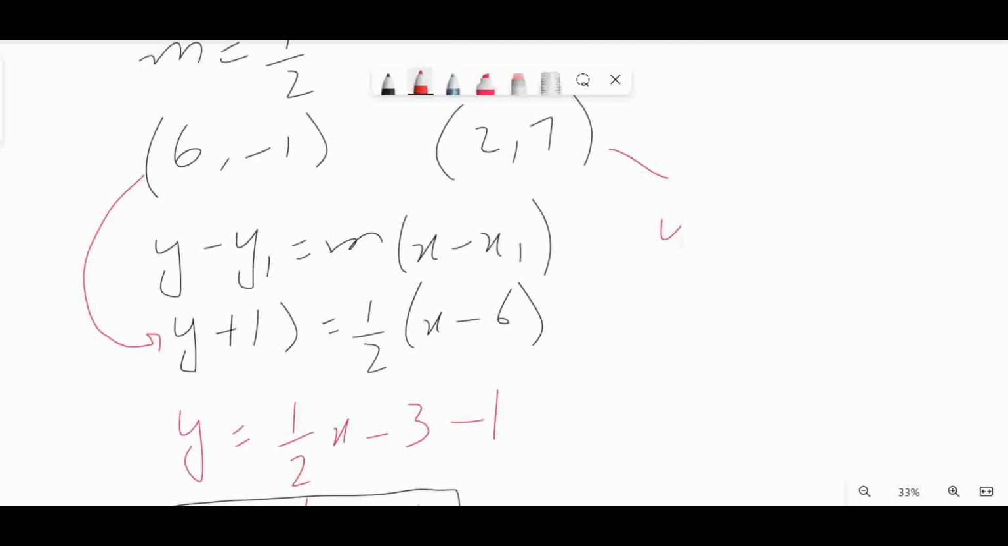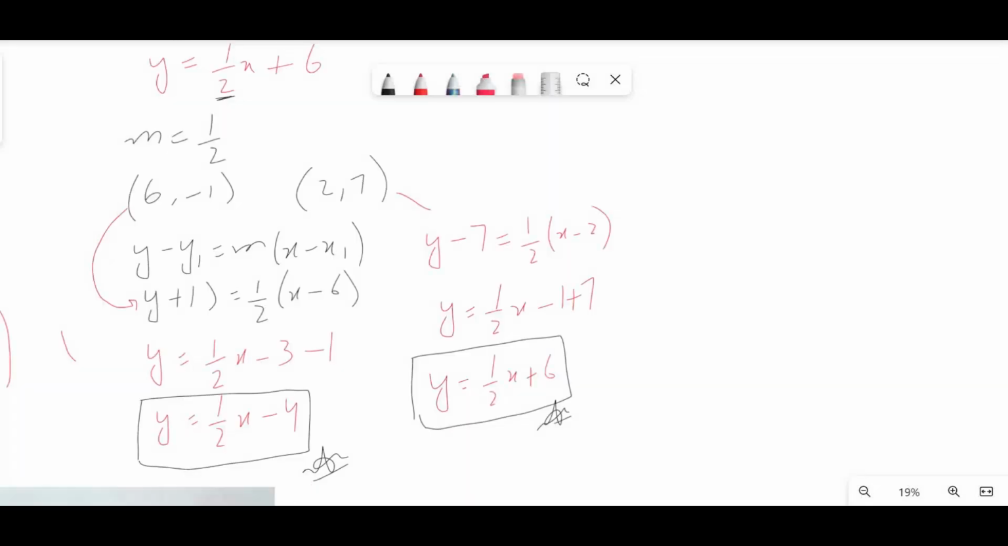I hope the concept is clear, that in this particular question we have to find the equation of the tangent lines. We have used these 2 points found in parts A and B to find the equation of these two tangent lines. I hope the concept is clear. This will be the final answer for this question. Let's move to the next question.